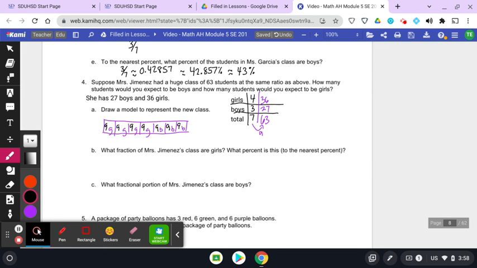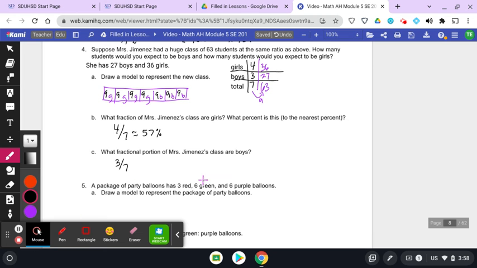What fraction of Mrs. Jimenez's class are girls? So that's still 4 out of 7. To the nearest percent, well, if 3 out of 7 was 43%, then 4 out of 7 has to be the complement, which is about 57%. Okay, what fraction are the boys? 3/7, just like above.